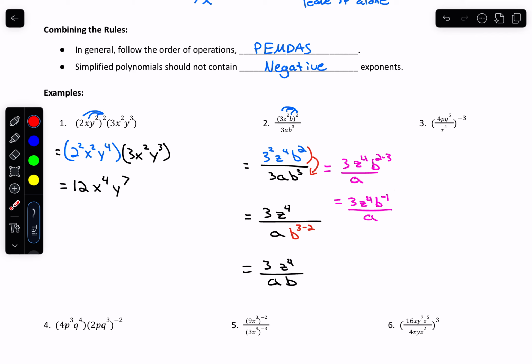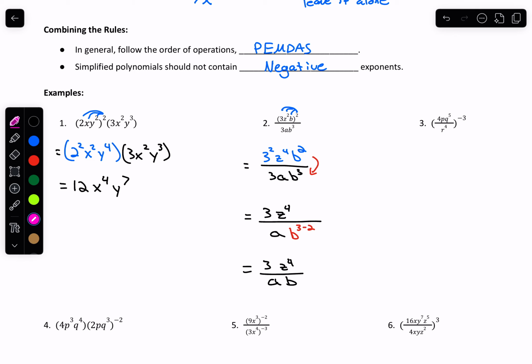If we make our decisions wisely, so move the b squared to the bottom because 3 is bigger than 2, then we don't have any negative exponents to worry about. But if we make the wrong decision and we move the b cubed to the top, then we're going to end up with b to the negative 1, and we'll have one more step to move that b back to the bottom to make it positive. So I recommend you do it the first way we did it, which is to move the b squared down to the bottom instead of moving the b cubed up to the top.